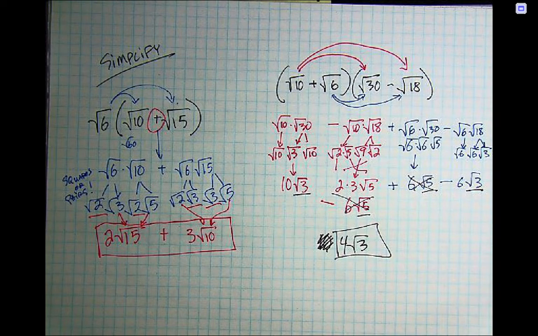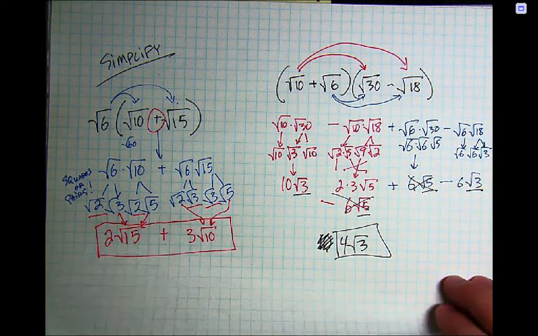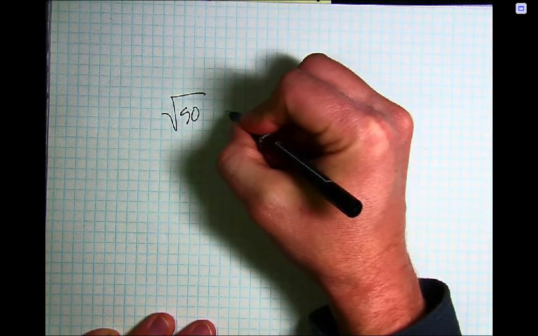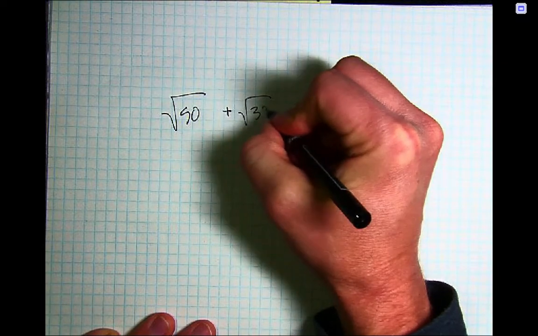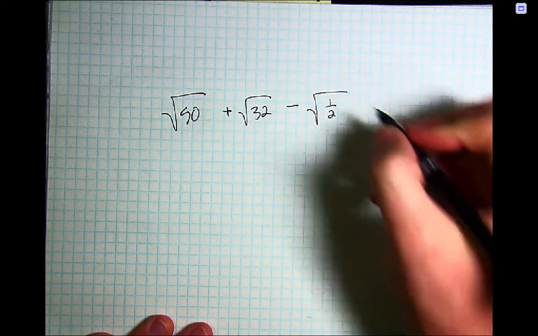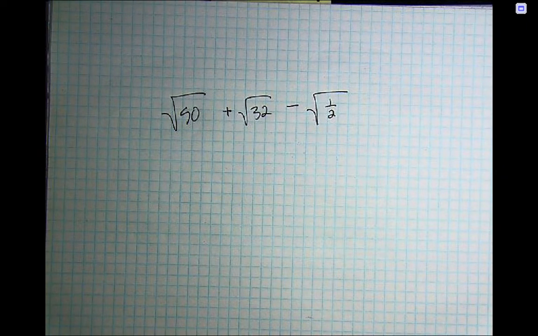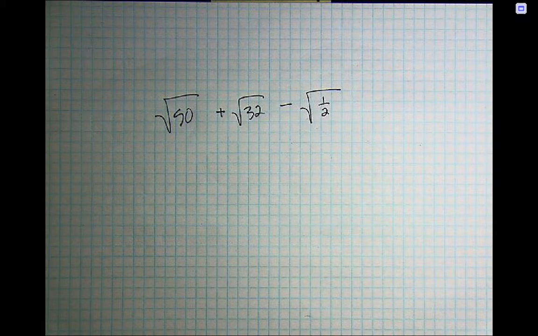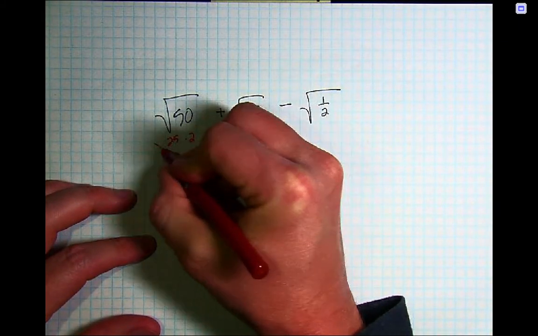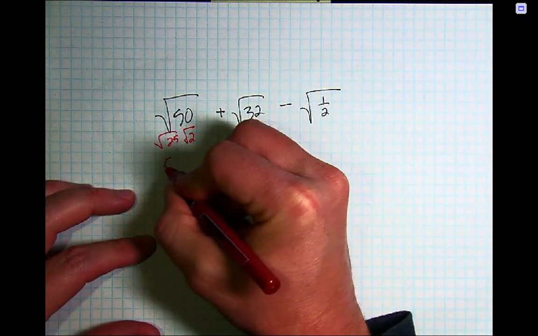We've just got one more practice problem, and then we're out of here today. And today's last practice problem is the square root of 50 plus the square root of 32 minus the square root of 1/2. Yay! A fraction. All right. Let's not worry about the fraction yet. Let's just do it piece by piece. 50 is easy. It's 25 and 2, right? So that's 5 radical 2.